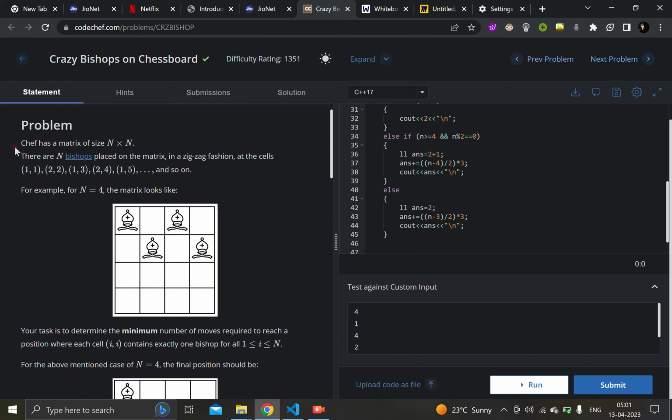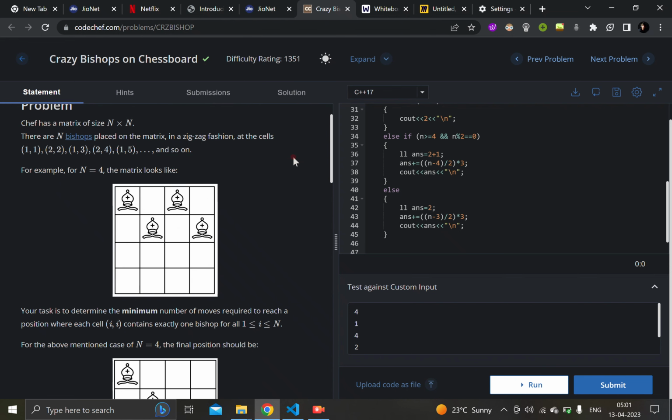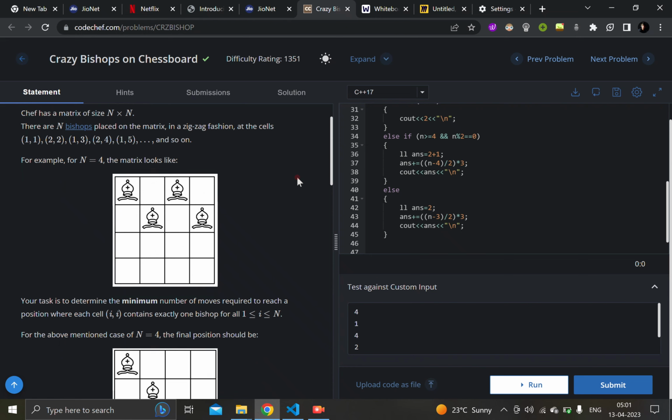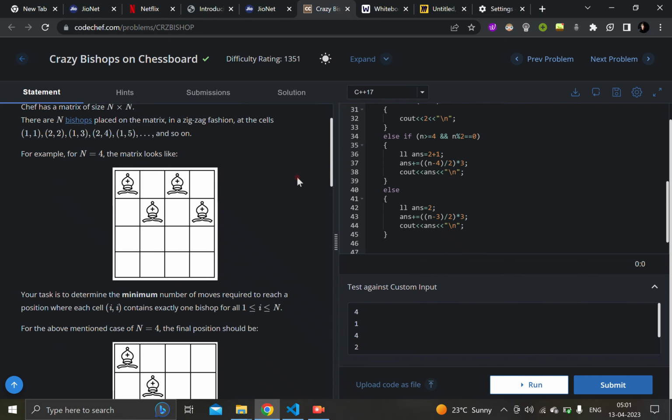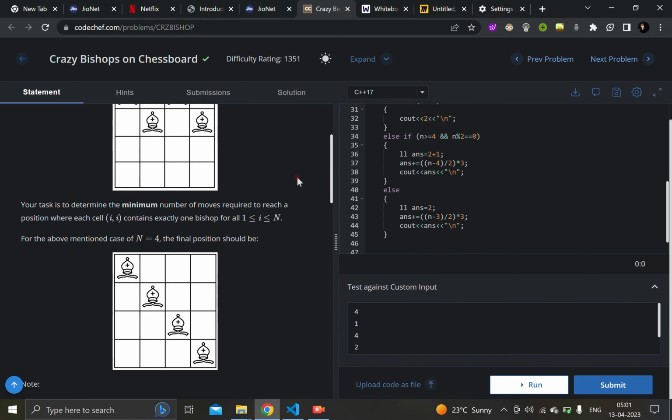Chef has a matrix of size n cross n, and there are n bishops placed in the matrix in a zigzag fashion at the given cells. For example, n is equal to 4. The matrix may look like this.